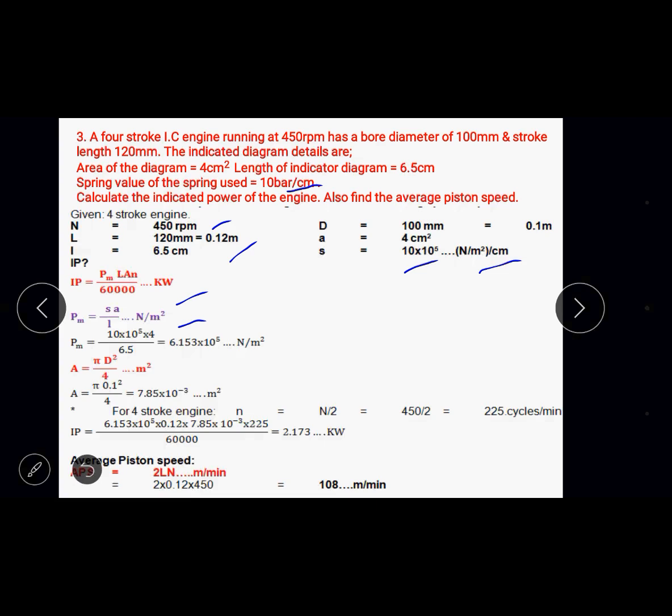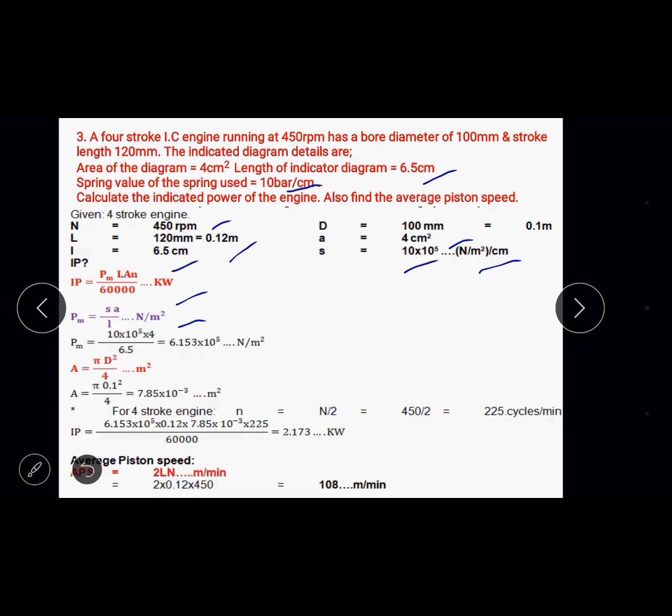This is a modification you have to do for S, small s, and then A. Small a, the area of the indicated diagram, is already given as 4 centimeter square directly. L is also given in centimeter. Length of the indicator diagram is 6.5 centimeter. So just use this S into A by L formula.